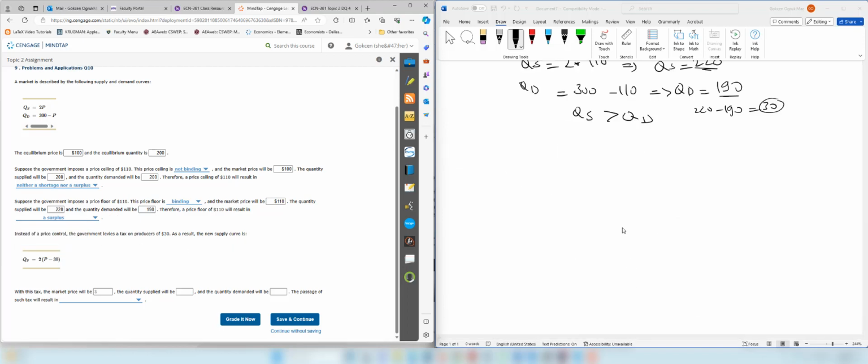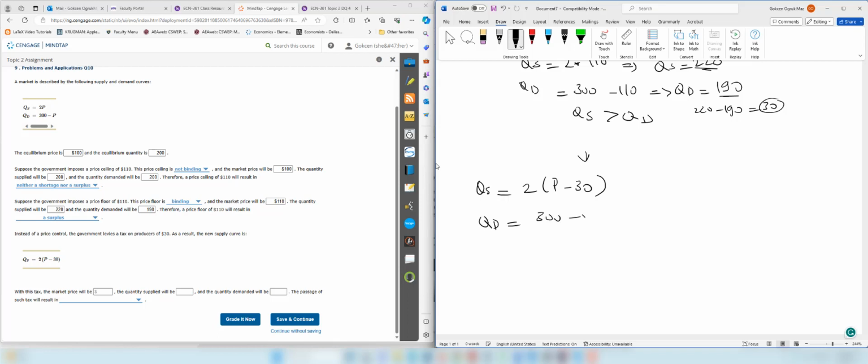And the last question, instead of a price control, the government levies a tax on producers of 30. So now we have a new quantity supplied curve, 2 times P minus 30. 30 represents the tax here, sales tax. Let's calculate the market price with this new tax. Quantity demanded doesn't change, it's 300 minus P. At equilibrium, right? Quantity supplied should be equal to quantity demanded. 2P minus 30 equals to 300 minus P.